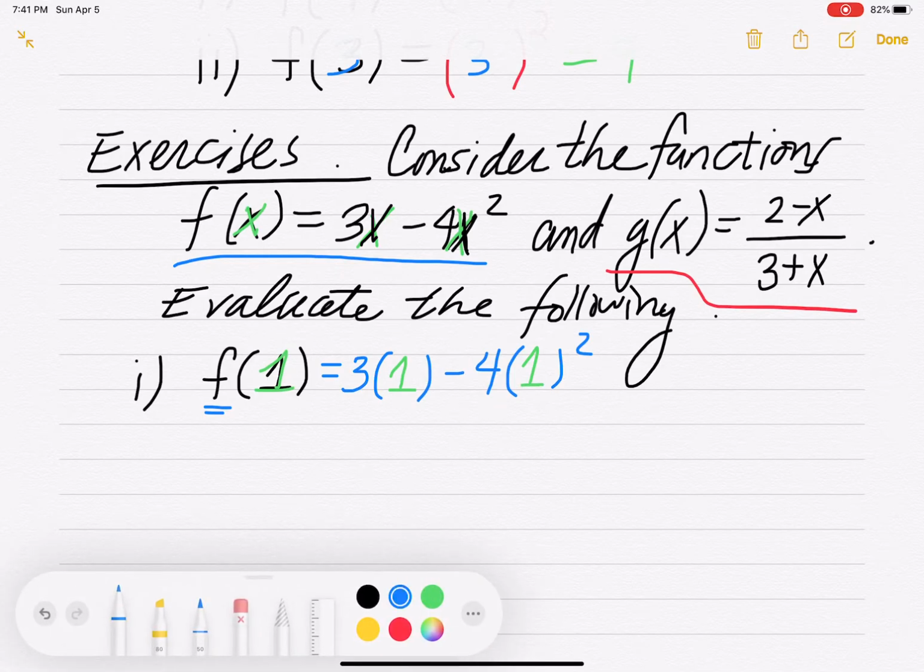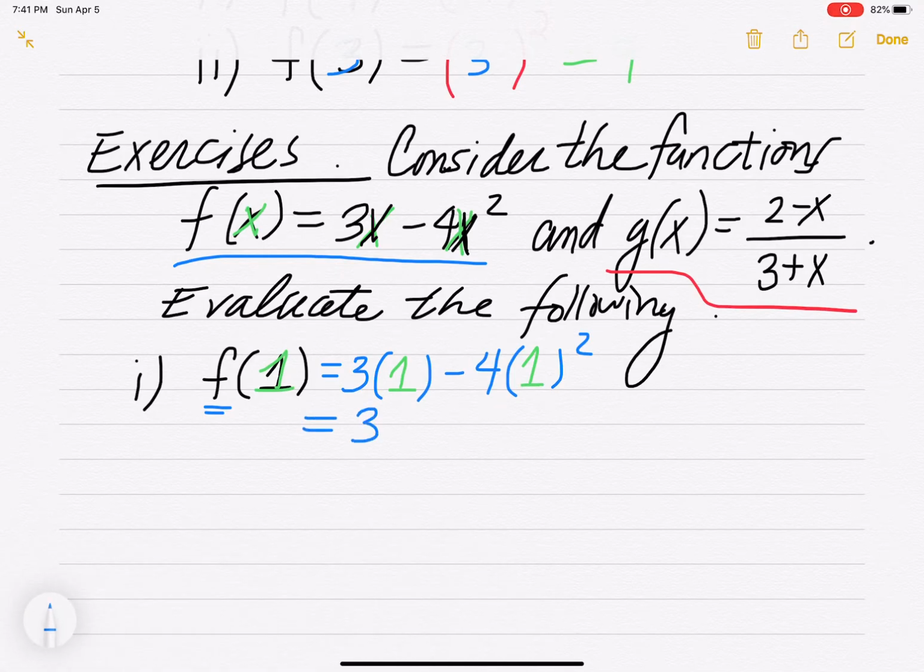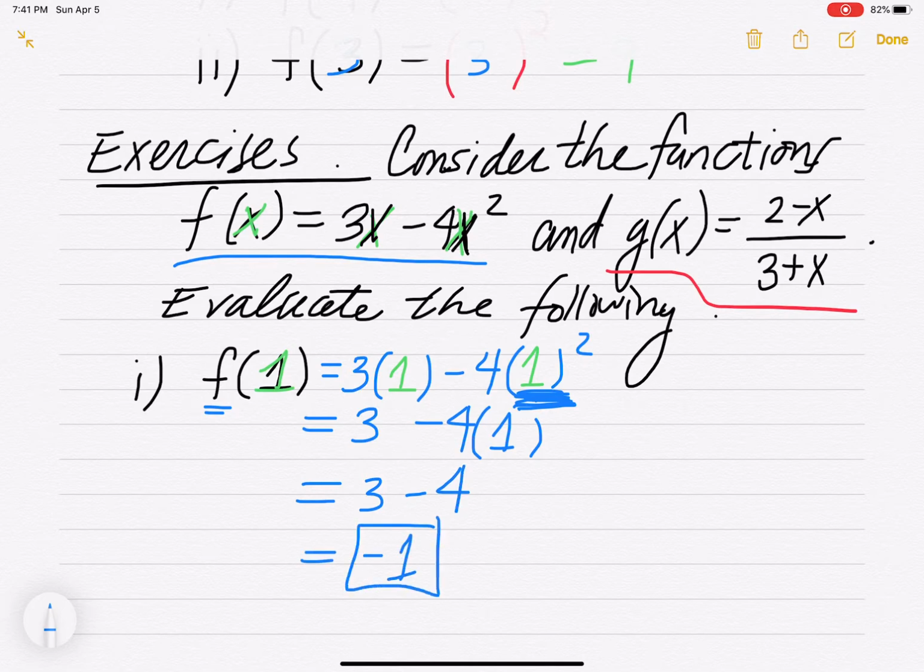Now you've got to do order of operations here. So you're going to do 3 times 1, which is 3. When you're doing the 4 times 1 squared, make sure you do the exponent first. Exponents come before multiplication, so I'm going to do 4 times, and you want to do the 1 squared first. So 1 squared is 1. Then simplify that: 4 times 1 is 4, and then 3 minus 4 is negative 1. So you evaluate it: your input is 1, your output is negative 1. So the x value is 1, the y value is negative 1. Order of operations is important, all right? You've got to do the exponent first before you do the multiplication by 4.